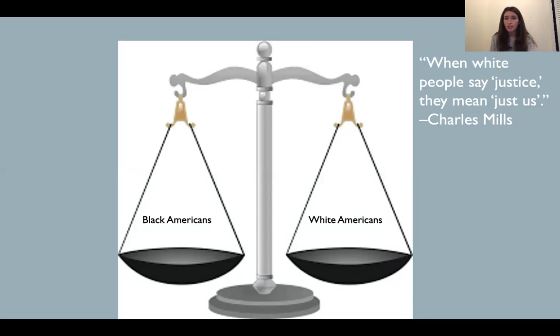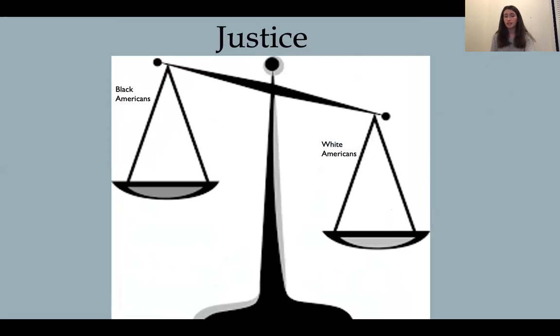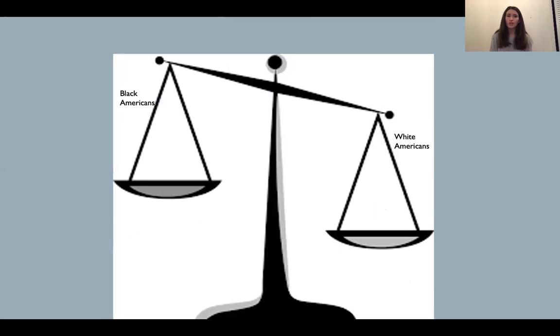Now, a better way that we can envision justice in America is a tipped scale. It's been tipped in favor of whites because white Americans have been given more and more opportunities, leaving Black Americans with less. Now, when we have the scales tipped in this direction and this lack of balance, it's truly not justice at all. Now, to understand how and why this has occurred throughout American history, we have to start in 1619, because that's when the first slaves were brought to the Americas.